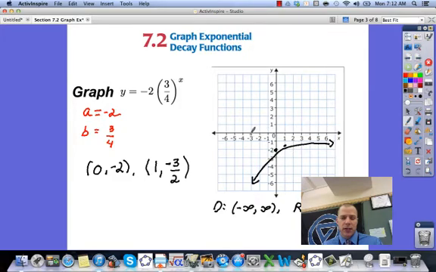Horizontal axis is still the asymptote. You can plug different values in. You could add more values just to get more of a shape, but we only need 2 points here really to graph that function.